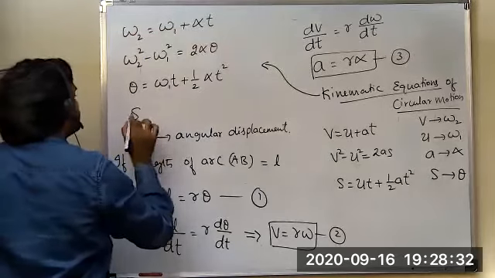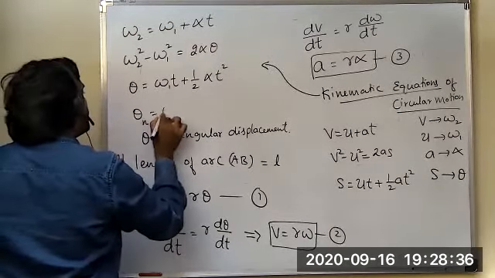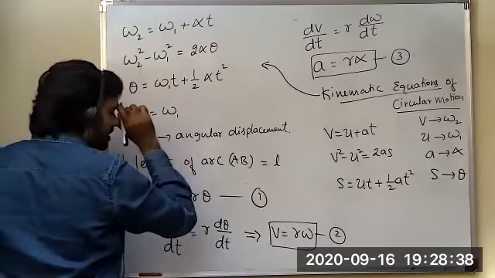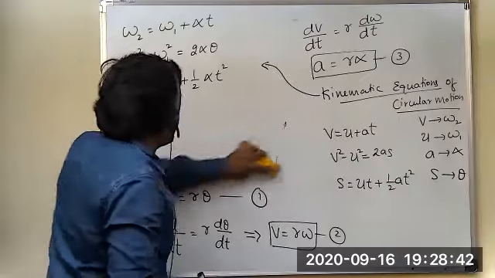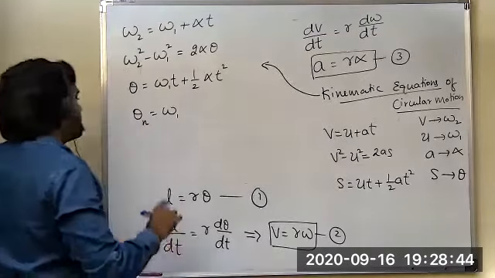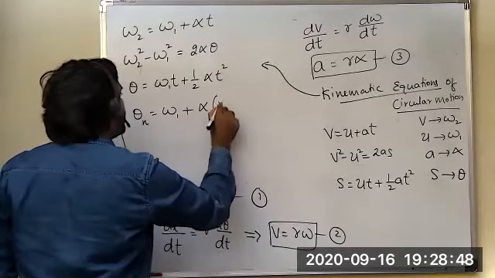You can write that also. S_n is there, no? Theta n is equal to omega 1 plus, what is the formula for S_n? I didn't remember. U plus a into (n minus 1) by 2, no? Right. U plus a means alpha into (n minus 1) by 2.